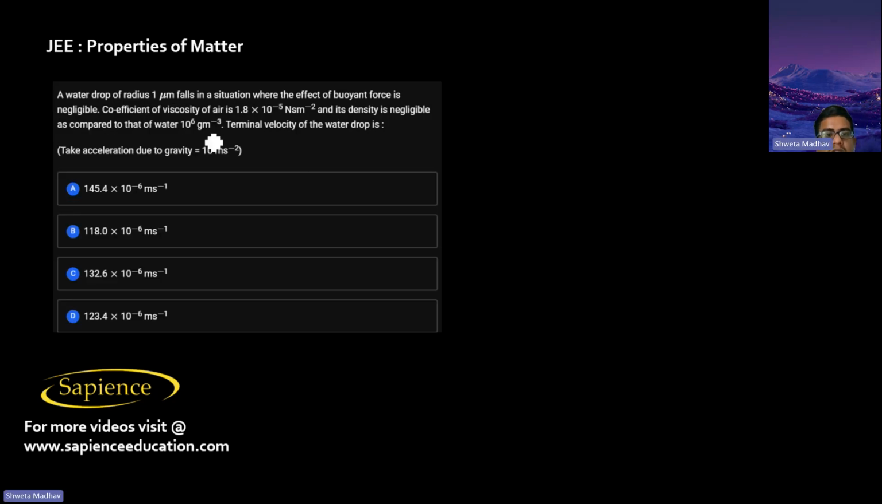Then it is told a water drop of radius 1 micrometer falls in a situation where the effect of buoyant force is negligible. And the coefficient of viscosity of air is 1.8 into 10 power 5 Newton second per meter square, and its density is negligible as compared to that of 10 power 6 gram per meter cube.